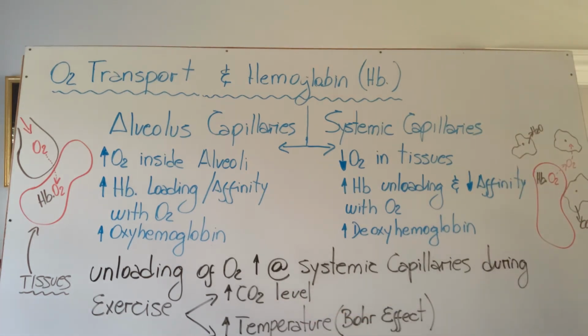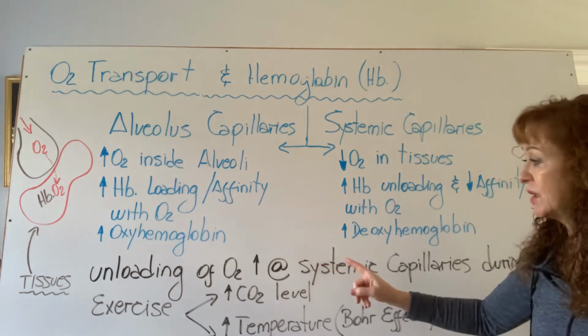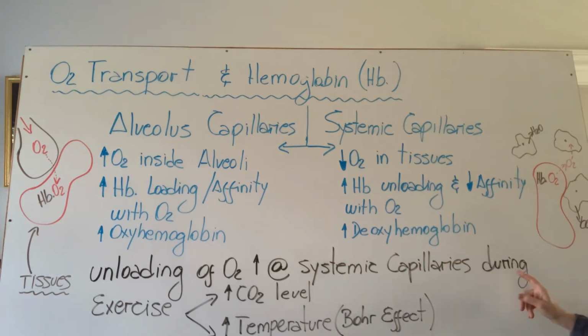And the other condition is the accumulation of carbon dioxide in these tissues. Higher exercise, higher metabolic activity. Higher metabolic activity, those cells need more oxygen and those cells produce more carbon dioxide. And that is one of the reasons why the unloading of oxygen increases at the systemic capillaries during exercise. Why? Because there is an increase in carbon dioxide, which means that cells proportionally need more oxygen. And also the increase of the temperature facilitates the Bohr effect.